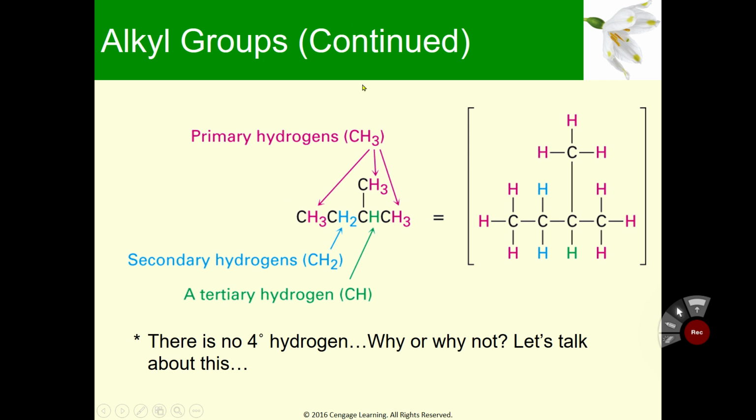We can easily distinguish the kinds of carbons in this structure: primary, secondary, tertiary, primary, and secondary, right? And hydrogens attached to that carbon are called primary hydrogens, secondary hydrogens, tertiary hydrogens, right?